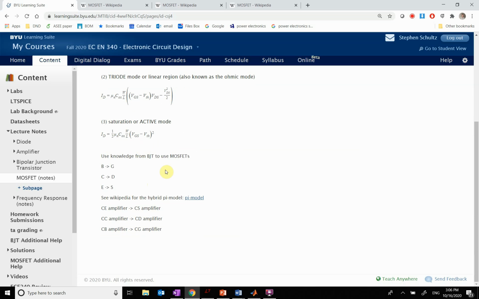So just to look at the similarities between BJTs and MOSFETs, we renamed the base to the gate, we renamed the collector to the drain, and we renamed the emitter the source. Now we changed these so if someone talks about gate to source, you know they're talking about a MOSFET. They changed the name so that you can get a better designation of what's a MOSFET.